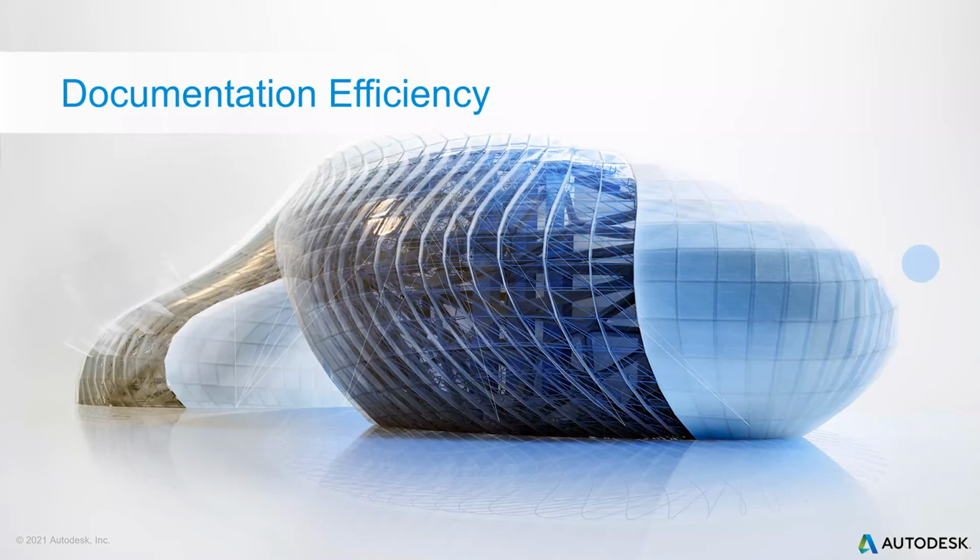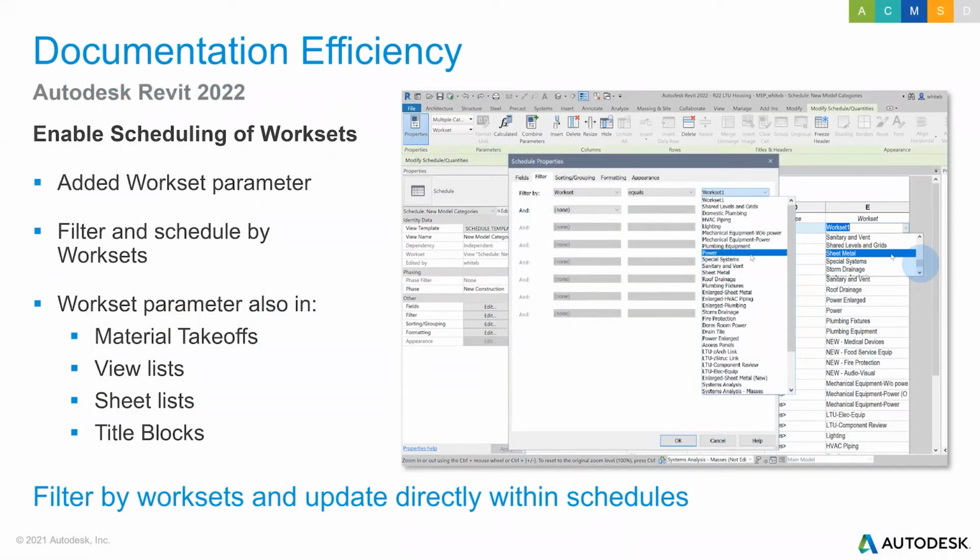Moving over into the documentation side, starting with the scheduling of worksets. This is personally something that I've not really even thought about in the past, but it must have been a requirement for a number of people for it to be added. In this instance here, the workset names can be used as a parameter in schedules. So whether that is for possibly filtering what is shown in a schedule by way of its workset, or maybe even showing it as a parameter, as a column in the finished schedule itself.